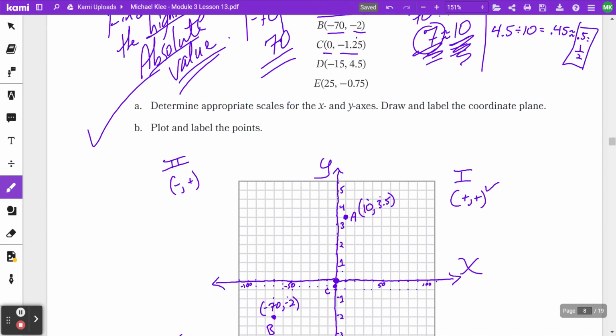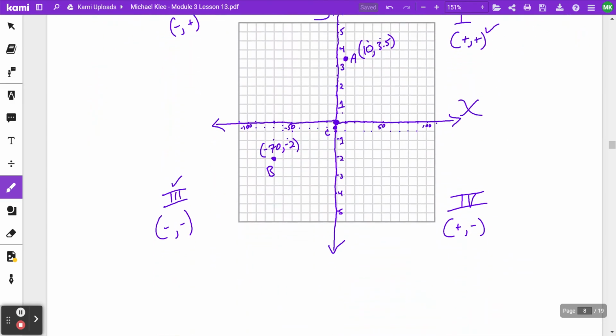Oh, wait a minute, he's in the wrong spot. -1.25, so that's not right. Let's see, he's close. If this is negative 1.5, negative 1.25 is there. There he is, right in between negative 1 and negative 1.5. So point C, and so that's a 0, negative 1.25, like that.